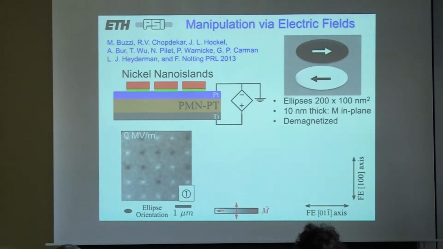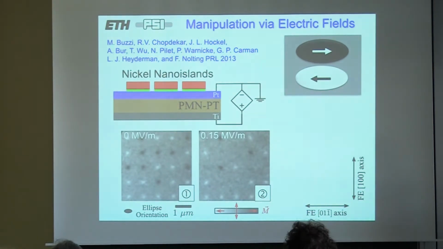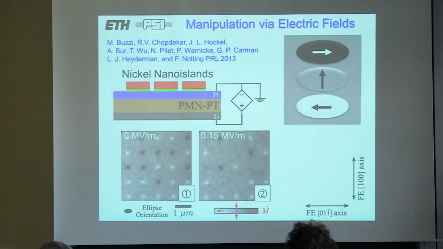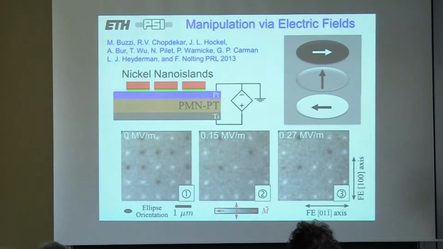And this is actually an image of the magnetic configurations of the array, taken with photoemission electron microscopy. And essentially these are ellipses, 200 by 100 nanometers in size. If the nanomagnets appear dark, then the moments are pointing towards the right. If they appear bright, then the moments are pointing towards the left. And if I apply an electric field, then what I find is that it looks like some of the magnets have disappeared, but actually what's happened is the magnetization has rotated. And if I continue to increase the electric field, then they relax again.